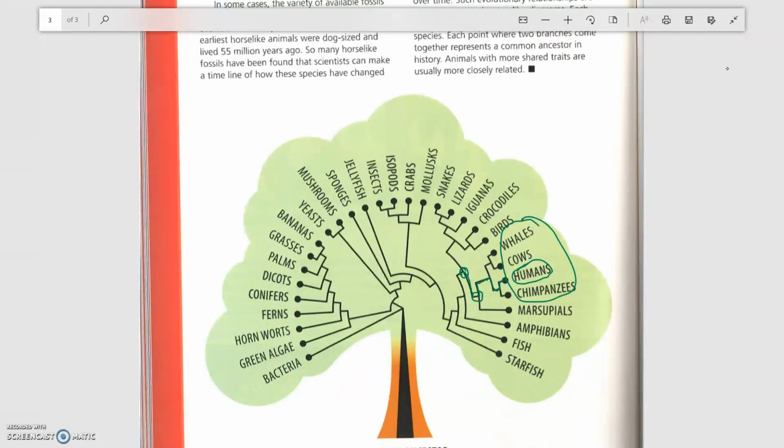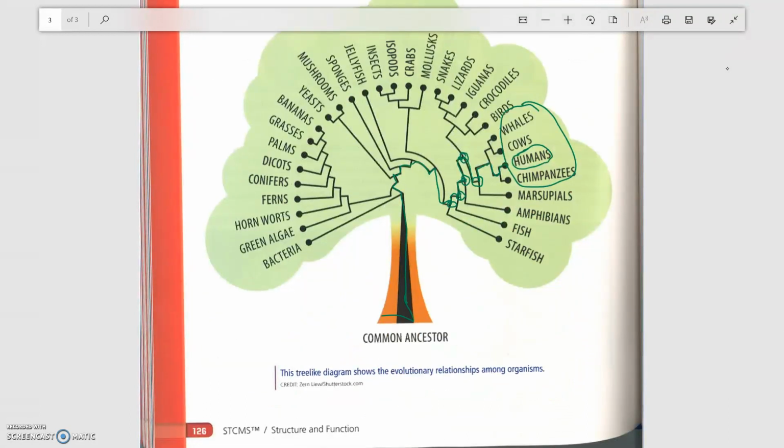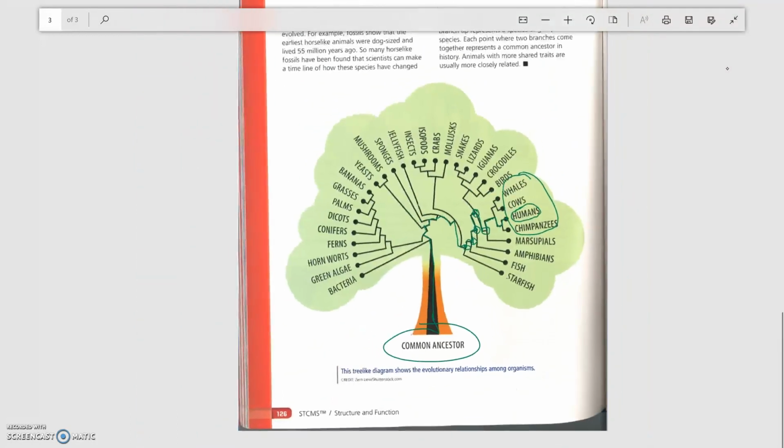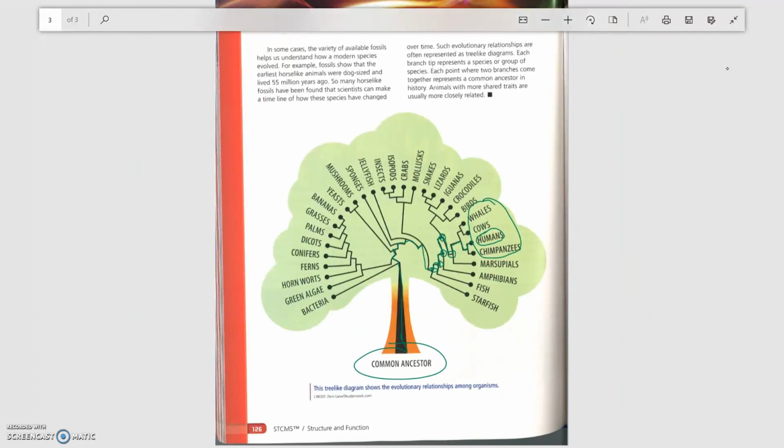Break off here, there's another one. We get into amphibians and fish, another common ancestor, another one, and it goes on and so forth until you get down here to the one common ancestor. And you don't have to know this diagram specifically, but just know that the gist of it is that some organisms are closer, have more traits, and are more closely related than others. And you can trace it back to one common ancestor.